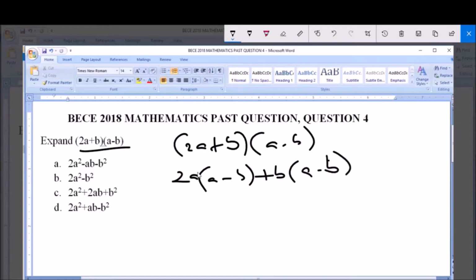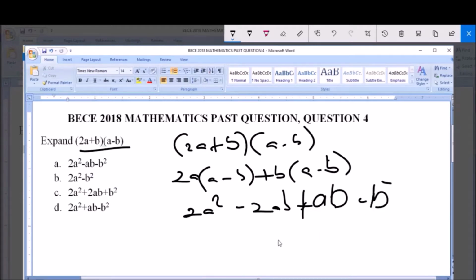Now let's continue. 2a multiplied by a will give us 2a², minus 2a times minus b will give us minus 2ab. Then plus b multiplied by a will give us plus ab, and then plus b multiplied by minus b will give us minus b². Remember, minus times positive always gives you minus. So now we have 2a² - 2ab + ab - b².